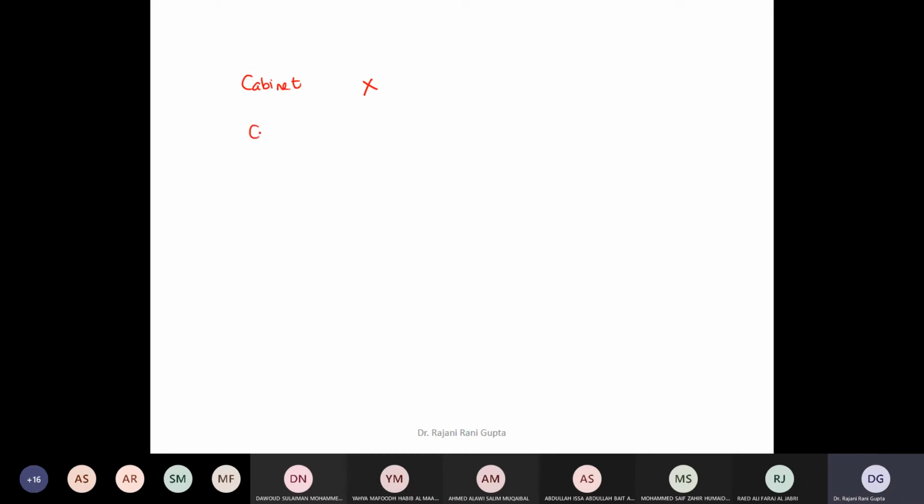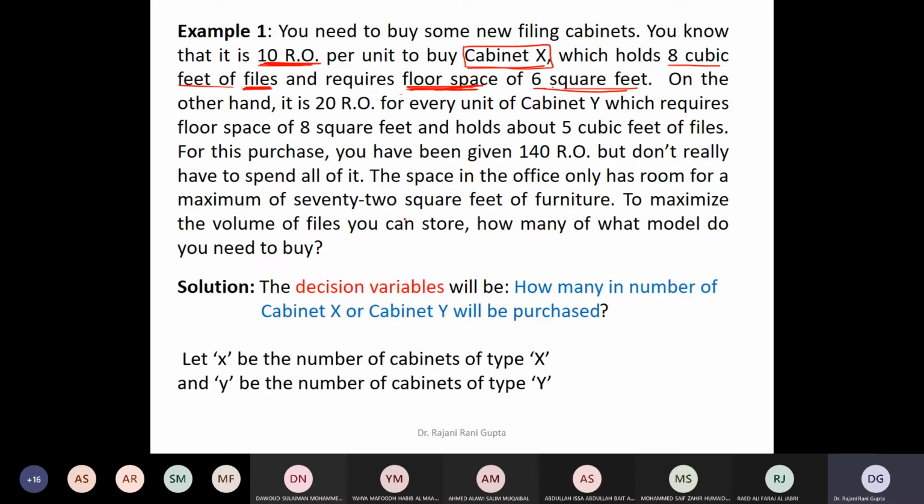Okay, so what is it having? Cost. What is the cost? 10. Then volume. How to know it is volume? Because it is in cubic feet. And area is in square feet. So what is the volume? It is 8 cubic feet of files. It can hold 8 cubic feet of files.